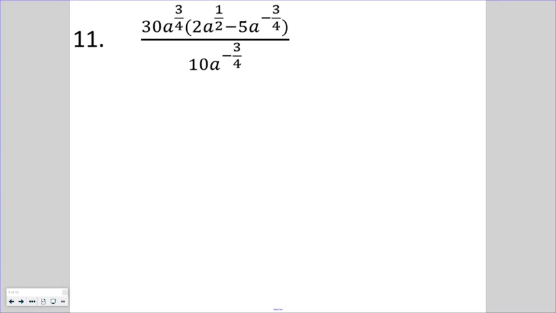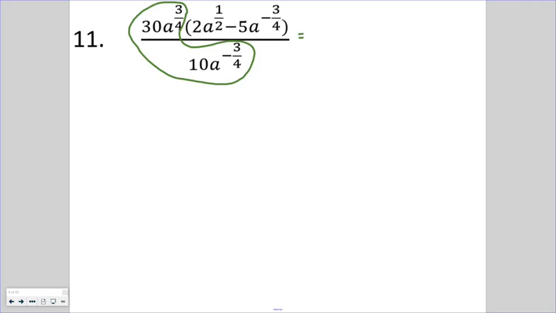Last problem in the example section is number 11. So we've got this weird looking thing, and there's actually two ways we can approach this. So I'm going to do it both ways, and then you can pick which one you like better. The first way I'm going to do is, because this whole term 30a to the 3/4 is being multiplied into 2a to the 1/2 minus 5a to the negative 3/4, what I can do first is just pull this piece out, what I've circled here.